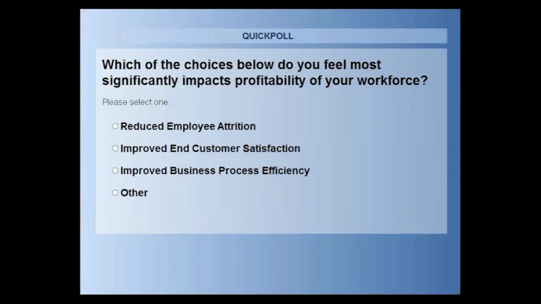Just as we get started today, we're going to have a couple of polling questions. We'd like to start with the first one. Which of the choices below do you feel most significantly impacts profitability of your workforce? Reduced employee attrition, improved end customer satisfaction, improved business process efficiency, or something else? Let's give this about 30 seconds or so to see what your responses are, and then we'll share those responses and move on to the next section of the presentation today.